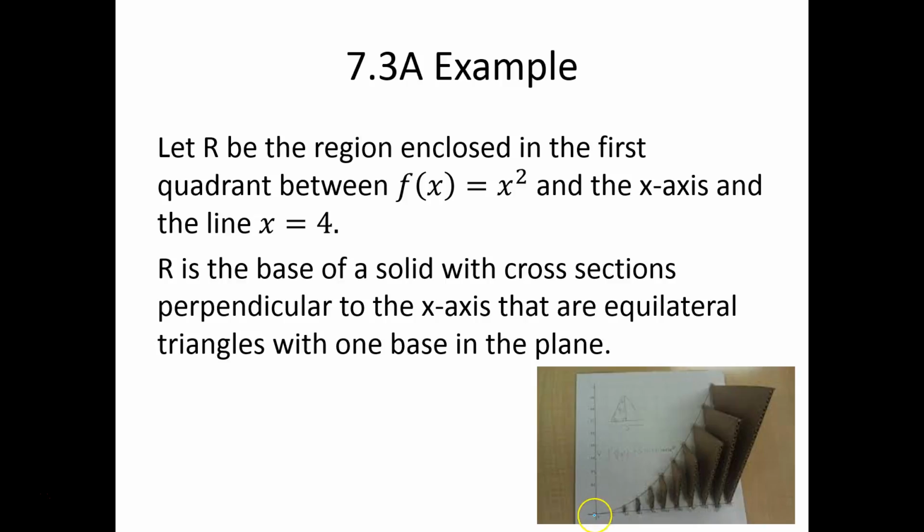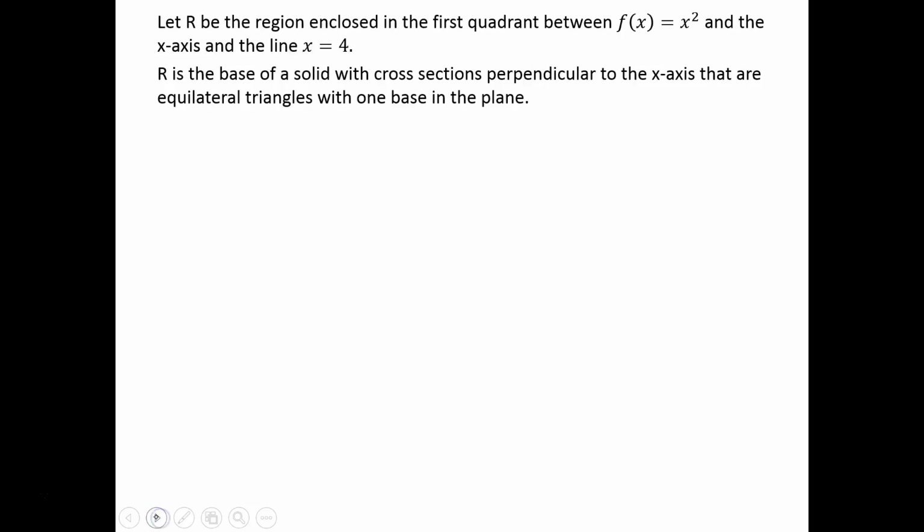All right, here's another one. This time we're using the function x squared, and we stop it at x equals 4. What we're going to have is the cross sections perpendicular to the x-axis. They're equilateral triangles, which means they have the same side. They get bigger as we go to the right, because the base gets bigger and bigger, so each side gets bigger and they get taller and taller. So it's going to create this kind of parabolic, growing triangular shape. So let's see what we can do.